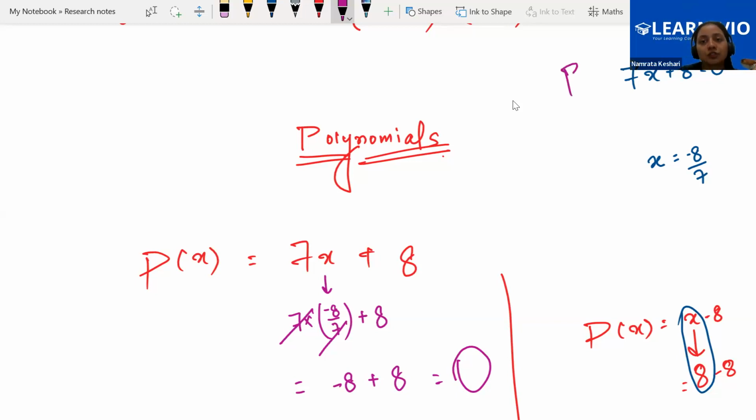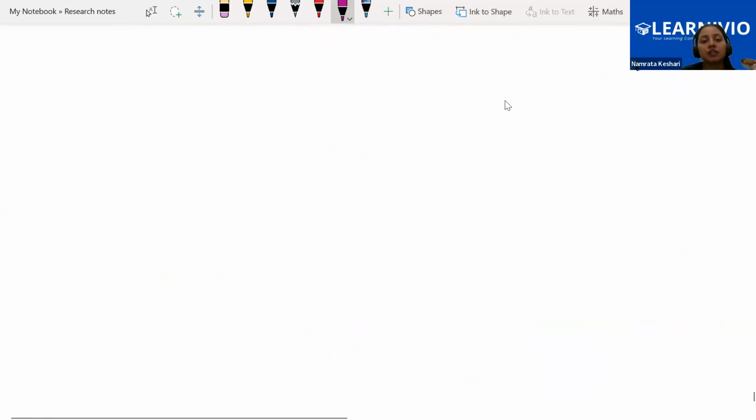So how will we find the 0 every time? This is the process of finding the 0. Every time we don't have to recheck the way we are rechecking over here. Here the rechecking part I have just shown you to understand the meaning of 0. So 0 means that particular x value which will make the final result 0 in our polynomial. How to find 0?